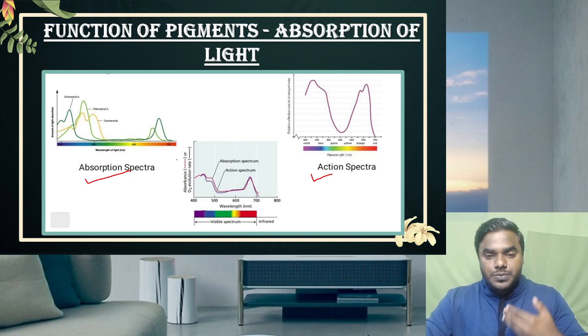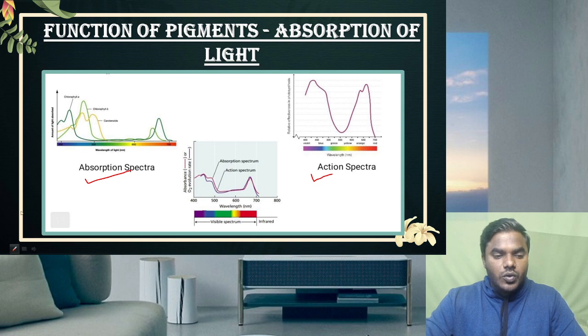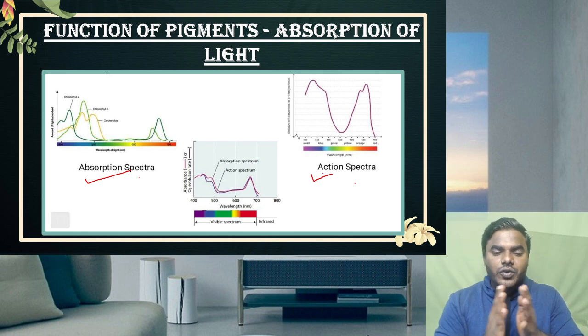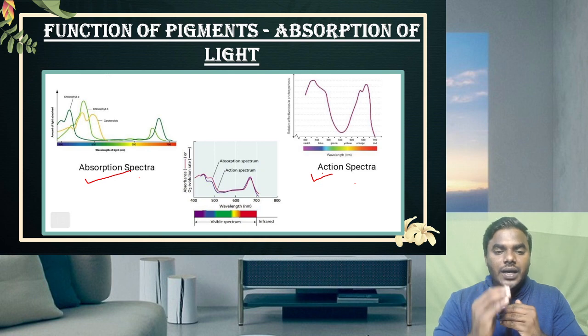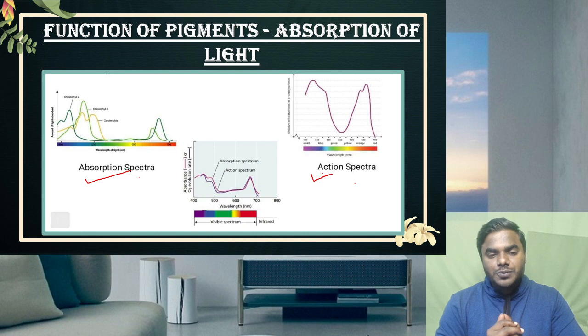Okay, so friends, please try to focus from this particular slide onwards. Based on the absorption of light, two spectra were derived: the absorption spectra, followed by the action spectra. Friends, what is the difference between the absorption spectra and action spectra? Once again, I want every one of you to listen carefully. Absorption spectra means the particular wavelength at which a particular pigment absorbs light. That is what we call absorption spectra.